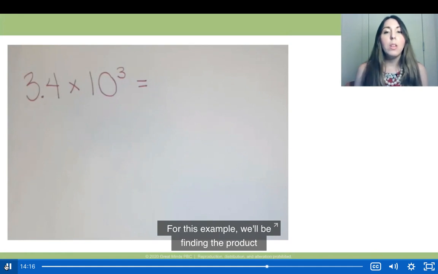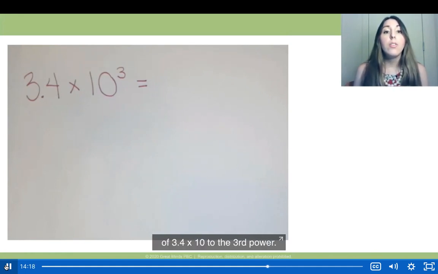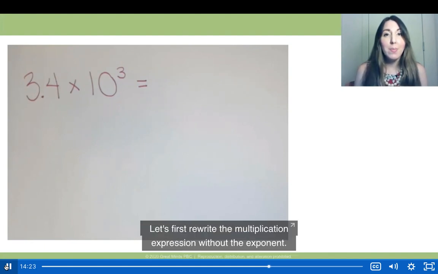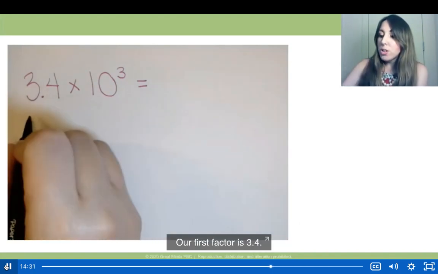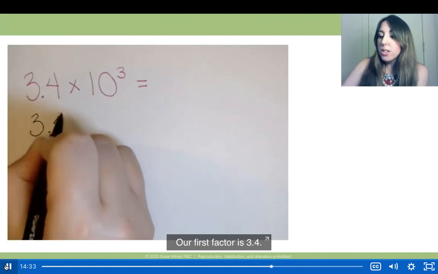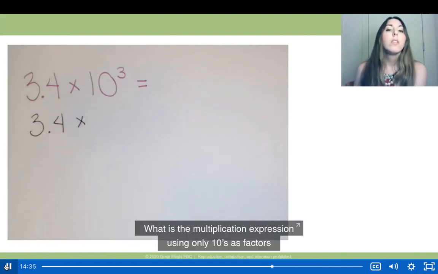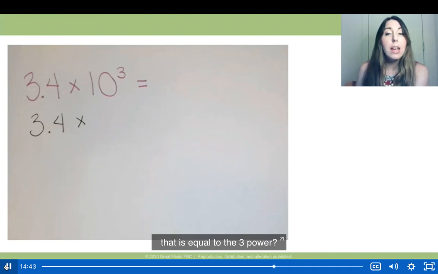For this example, we'll be finding the product of 3 4/10 times 10 to the 3rd power. Let's first rewrite the multiplication expression without the exponent. Our first factor is 3 4/10. What is the multiplication expression using only tens as factors that is equal to 10 to the 3rd power? 10 times 10 times 10.